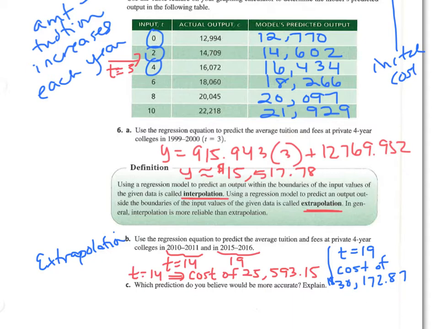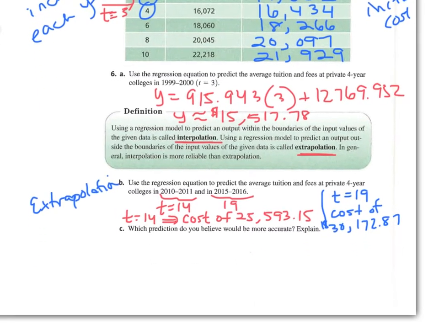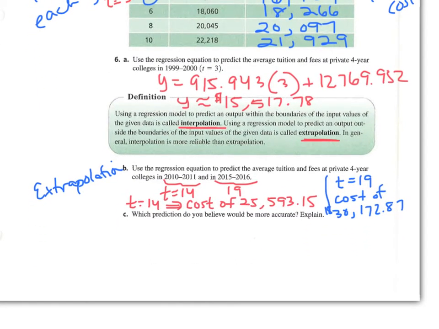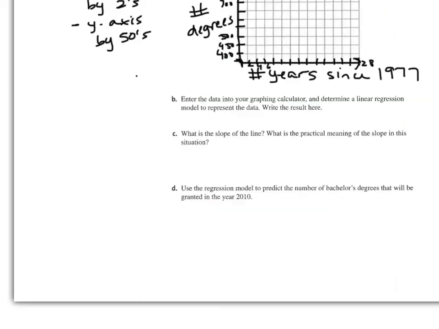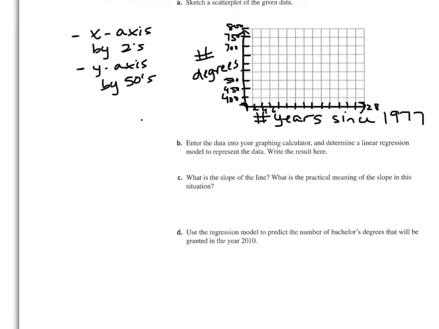Well, the further out you go from our original data, the less we know what's really going to happen. So we would really say the 2010 to 2011 is probably a better prediction. Really just because, as we said, we wrote this equation for the data that we have, and that's only going to that 10 years past. So the further we get away from that original data, the less we really know what's happening.